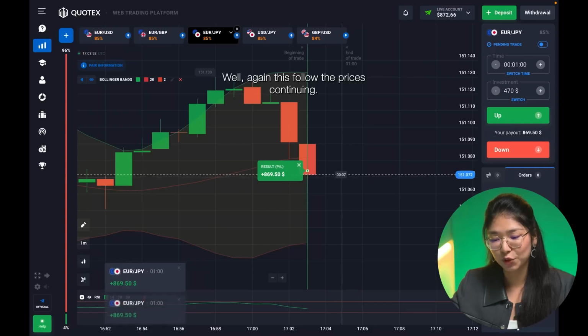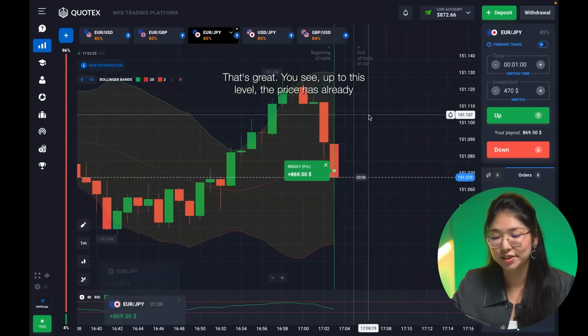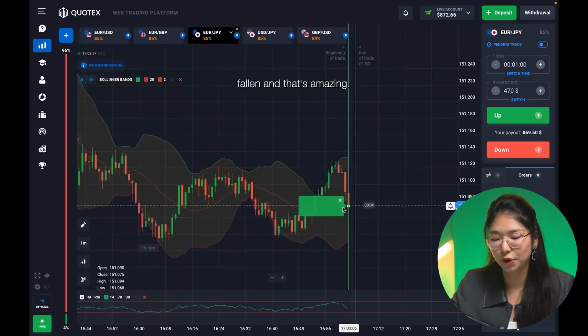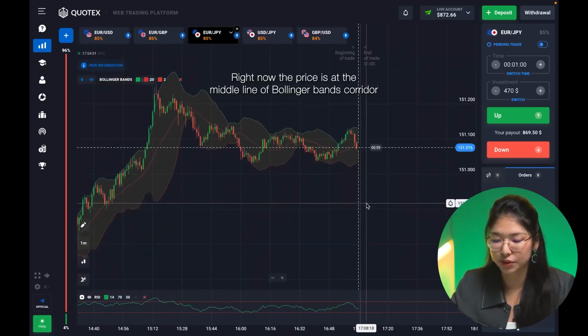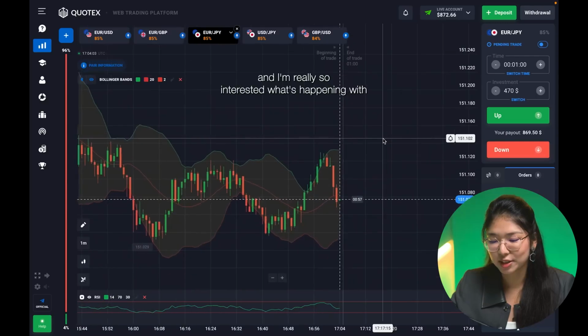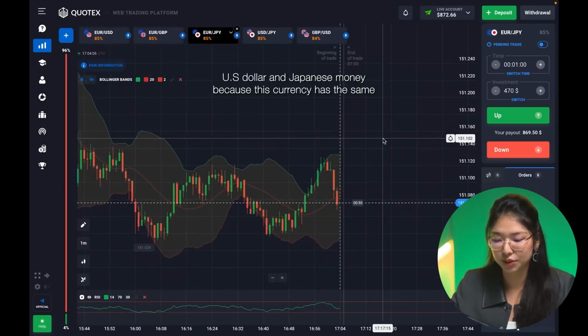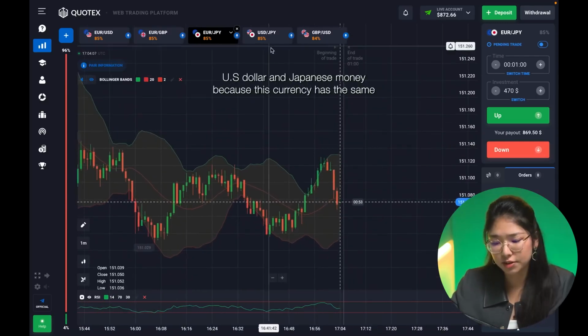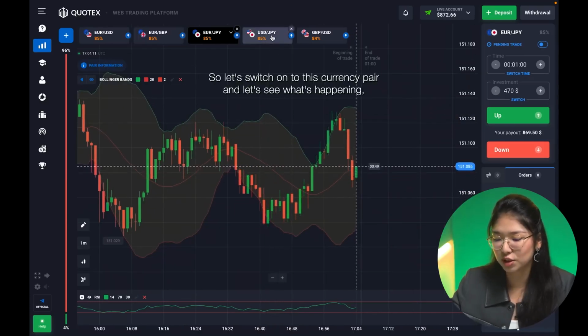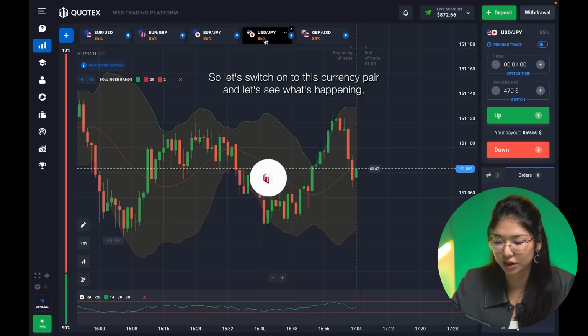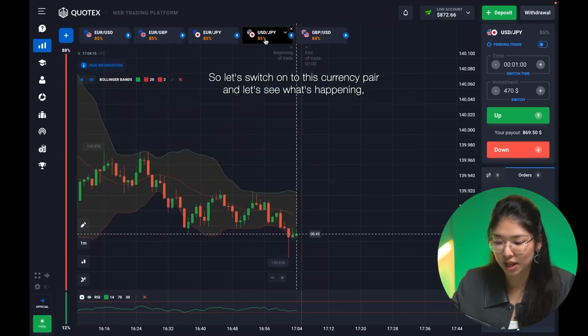Well, again, the price continues falling. That's great. You see, up to this level the price has already fallen, and that's amazing. Right now the price is at the middle line of the Bollinger corridor, and I'm really interested in what's happening with the US dollar and Japanese yen, because this currency pair has the same currency in it. So guys, let's switch to this currency pair and see what's happening.